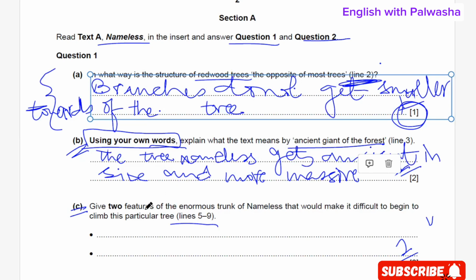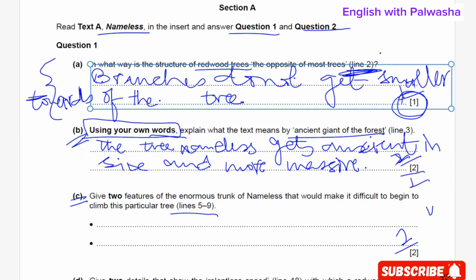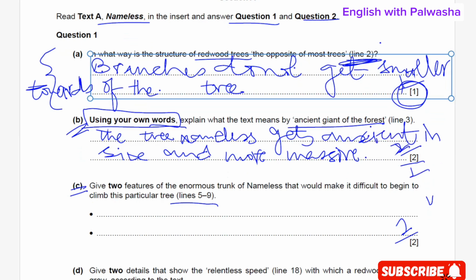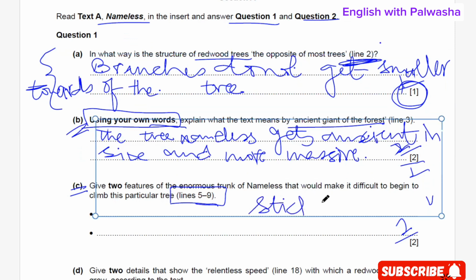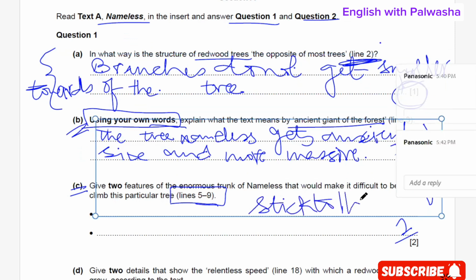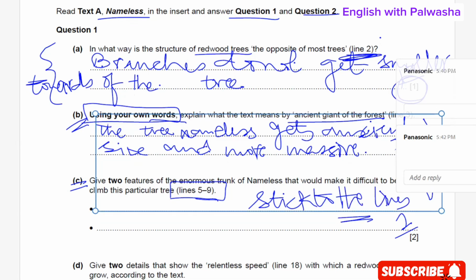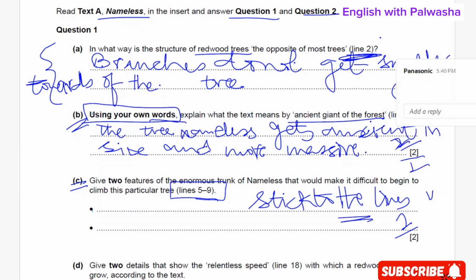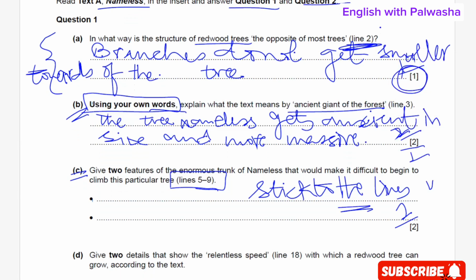But if you write this as an example with complete sentence structure, we can easily get 2 marks. Then we have other questions like this: give two features of the enormous trunk, and they have mentioned the lines. So please, my dear students, stick to the lines. This is something very important. If they have mentioned the lines, please don't avoid the lines, all right, the line numbers. And then let's move further down.